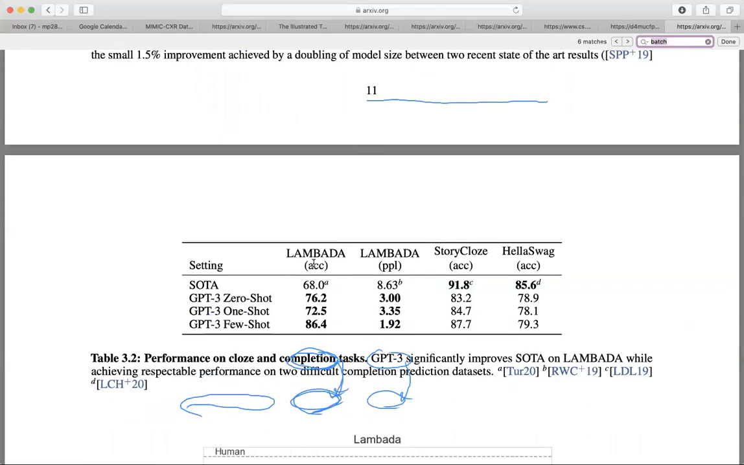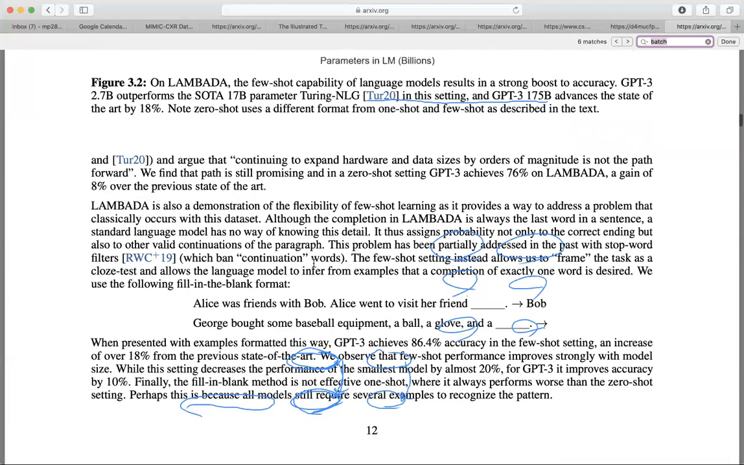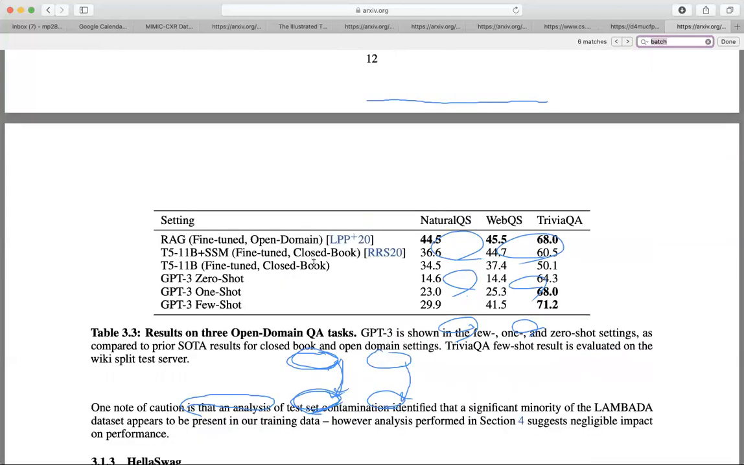That's just unbelievable. And several other tasks, story close, hella, so I don't know what they are, but still, like state of the art and the GPT-3 few-shot, the performance gap is narrow enough in my estimation. And let's see some other tasks.